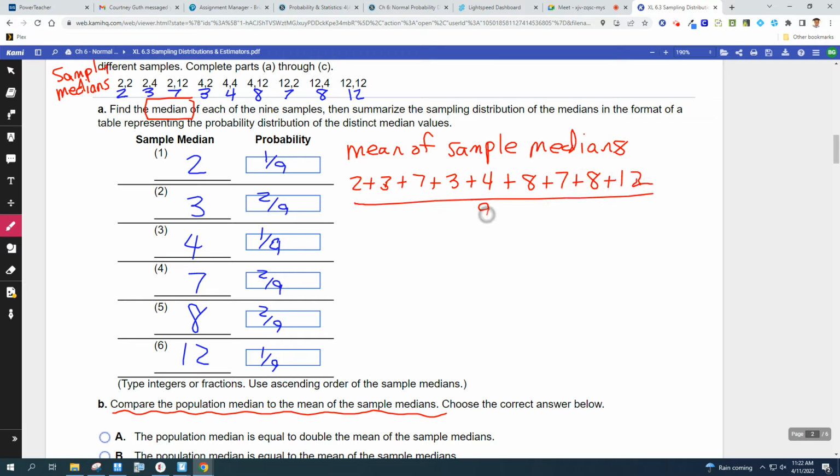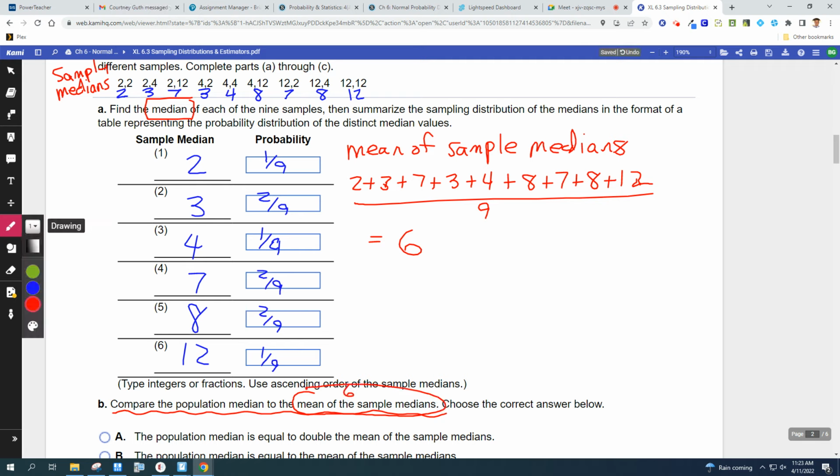So 12, 2, 3, 7, 3, 4, 8, 7, 8, 12. Add them up, divide by 9. I believe you get 6. The mean of the sample medians is 6. So this right here, the mean of the sample medians was 6.